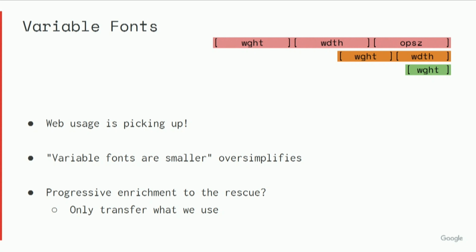So kind of speculating wildly, what if progressive enrichment could intelligently deliver you only the parts of the variation space you're using? That would deliver all the same benefits for variable fonts, and that would be kind of cool.